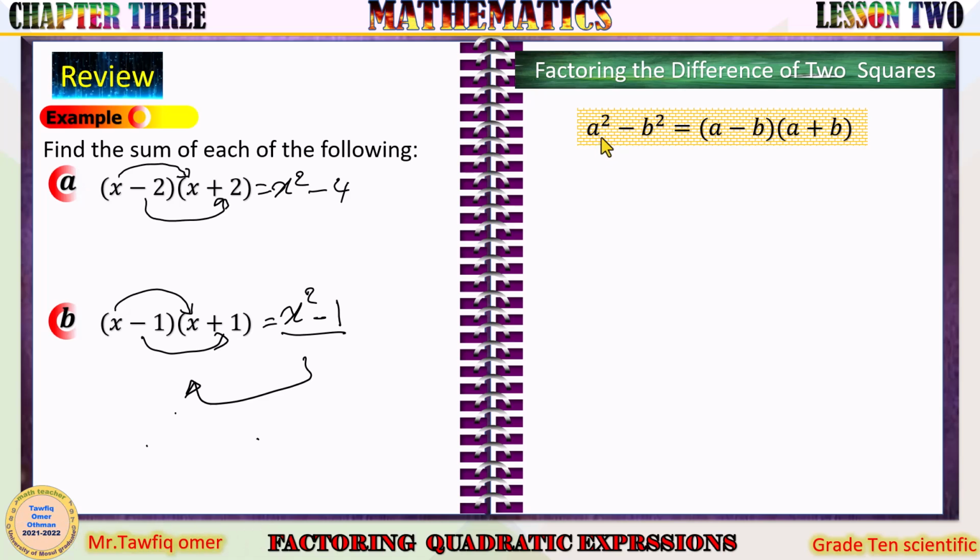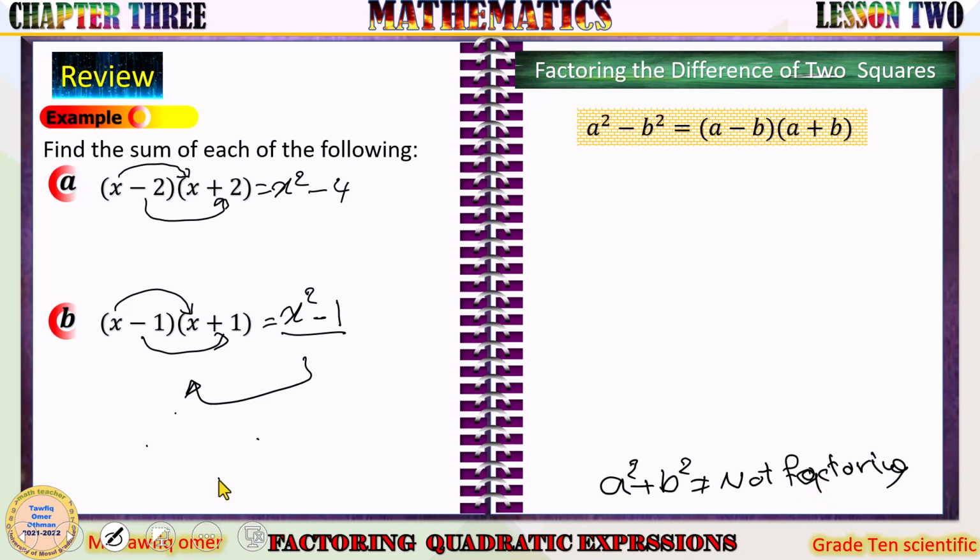Factoring the difference of two squares. If we have a squared minus b squared, to factor it, only open two brackets, one of them negative and the other one positive, and take the square root of each one. The square root of a squared is a, and of b squared is b. But be careful, a squared plus b squared, we cannot factor. It's not factorable. So be careful, okay?